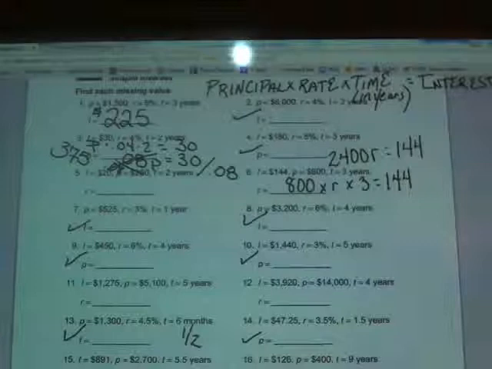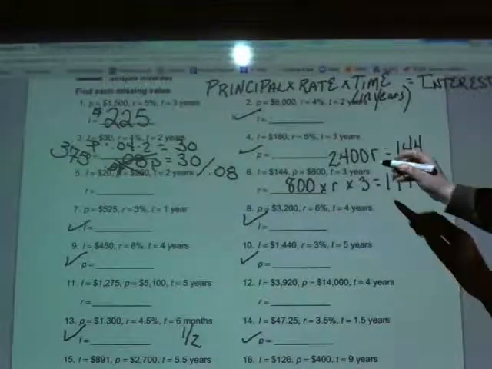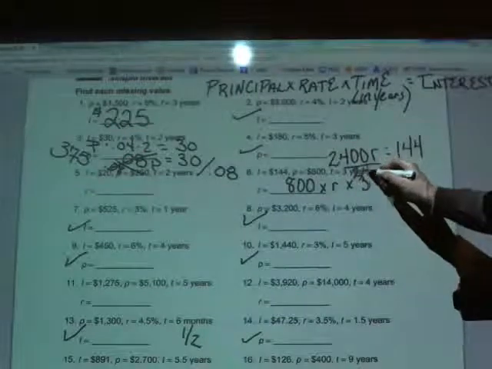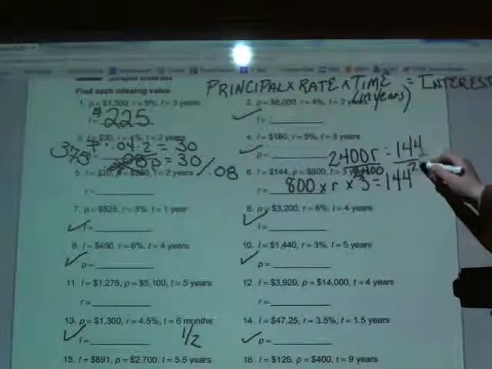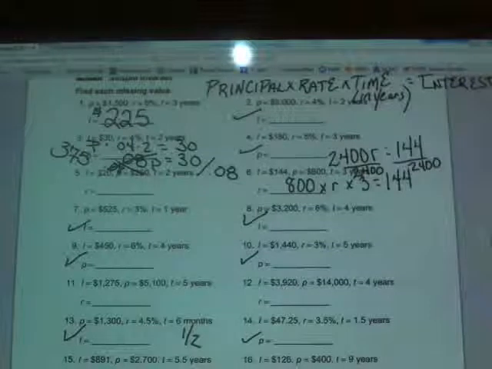And there's your equation again. That's why I said it's a lot like question number 3. So we're going to go ahead and solve that multiplication equation by dividing now. I'm going to divide by 2,400. When I do 144 divided by 2,400, the result there is 0.06. Now remember what R is though.